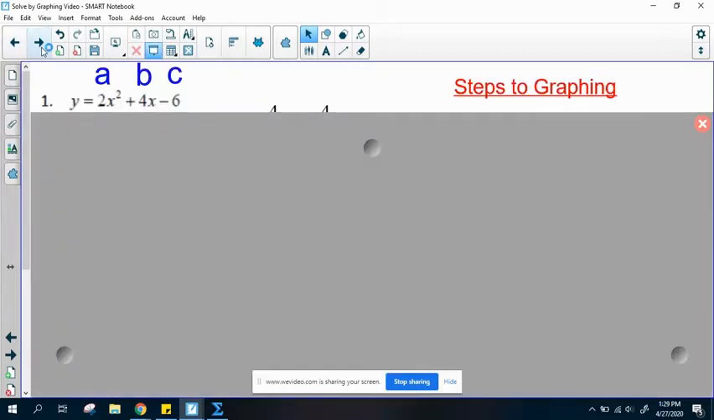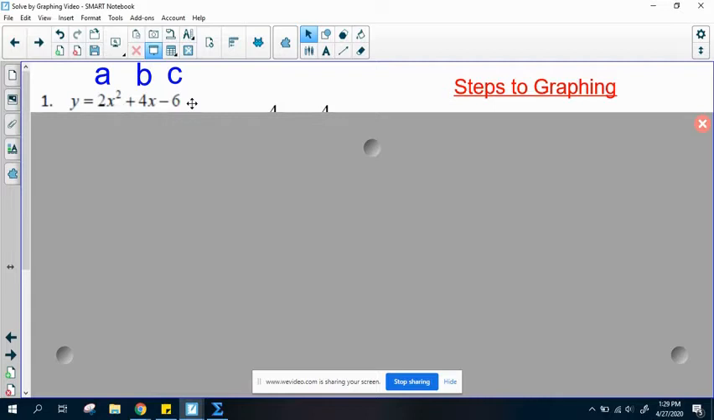Okay, so we're going to talk about the steps to graphing. Let's graph this quadratic: 2x squared plus 4x minus 6. Now, if you think back to when we did vertex form, we found the vertex, put it in the middle of our table, picked points around it, got those points from our graphing calculator, and then plotted them. Well, that's great, except this quadratic is in standard form, and so these numbers 2, 4, and -6 don't represent the vertex.